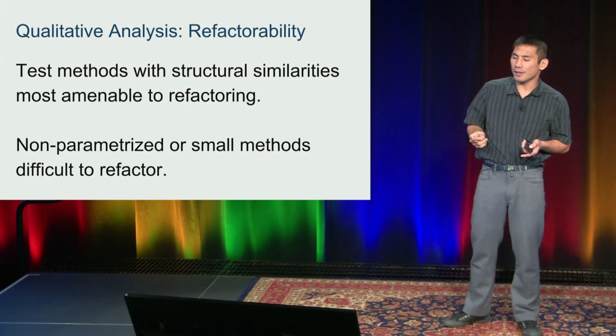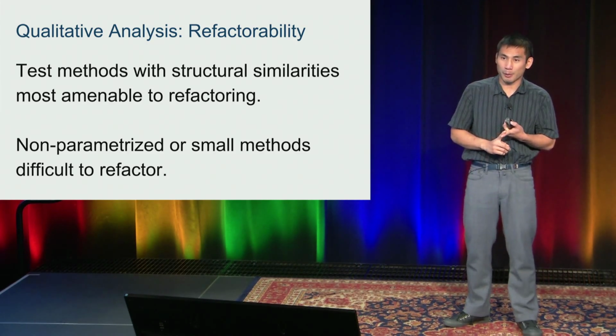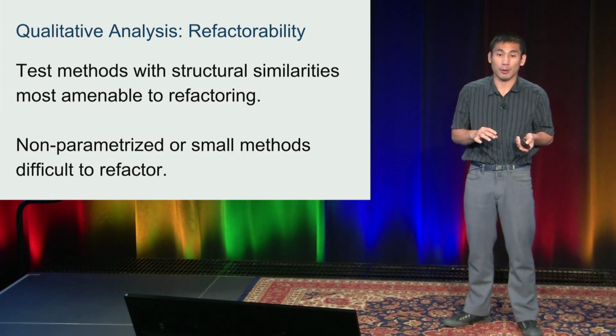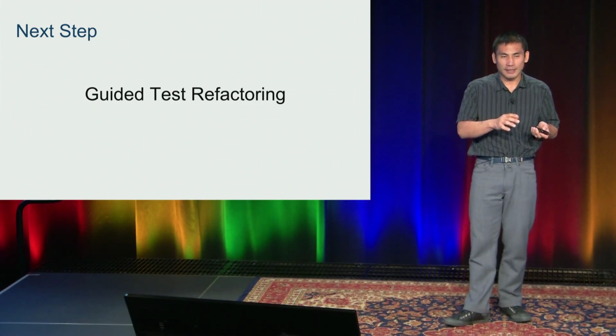So what we found was that there were test methods that had structural similarities, and we think those are really amenable to refactoring. And there are also some non-parameterized or small methods that were difficult to refactor. So the next step that we'd like to do in this particular work is guided test refactoring. So now we've identified things that are likely to be refactorable.